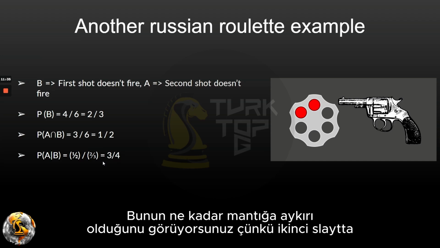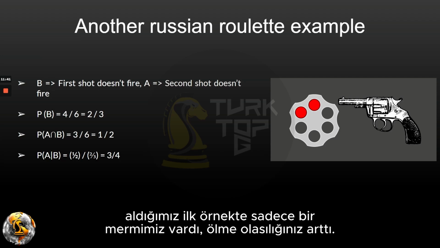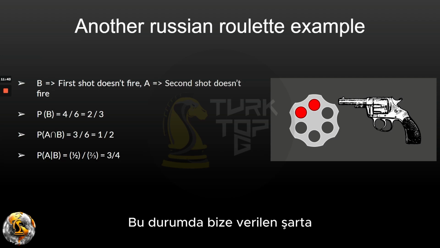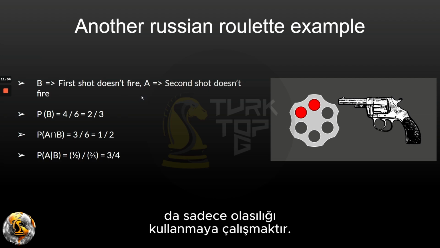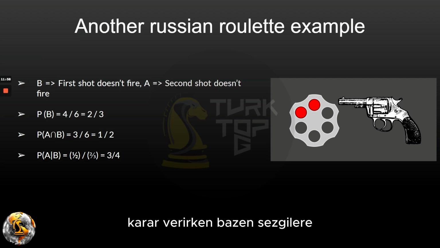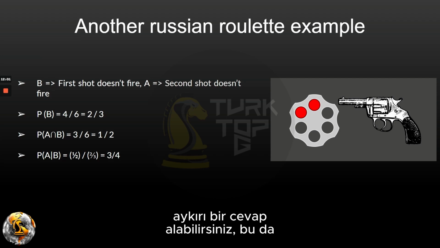You see how it's counterintuitive, because in the first example we took in slide 2, where we only had 1 bullet, your probability of dying increased. In this case, your probability of living increased based on the condition we were given. And this is why conditional probability is important when trying to use probability in making decisions, because sometimes you might get a counterintuitive answer, which might just save your life if you have crazy friends.